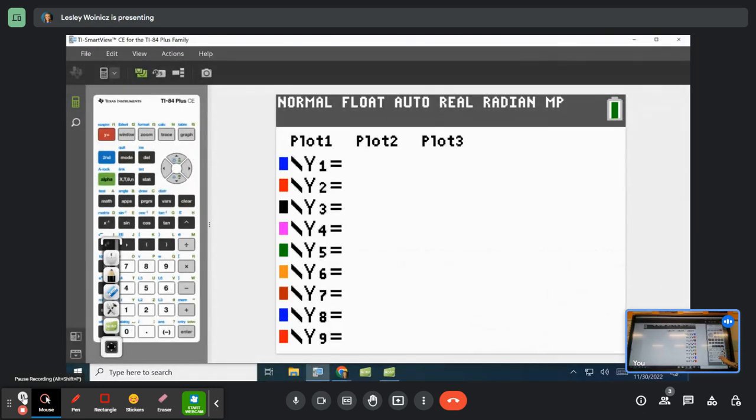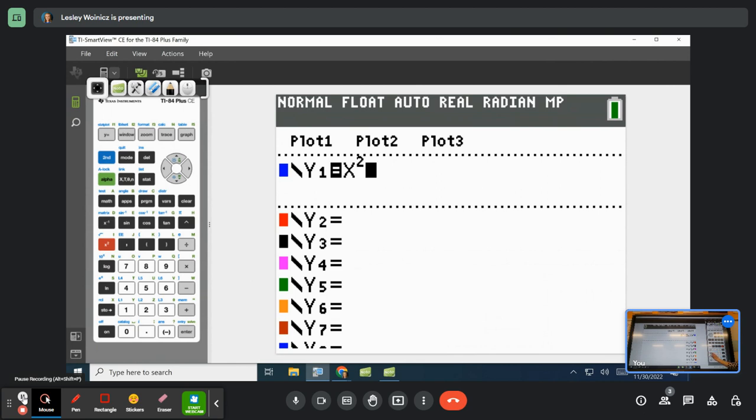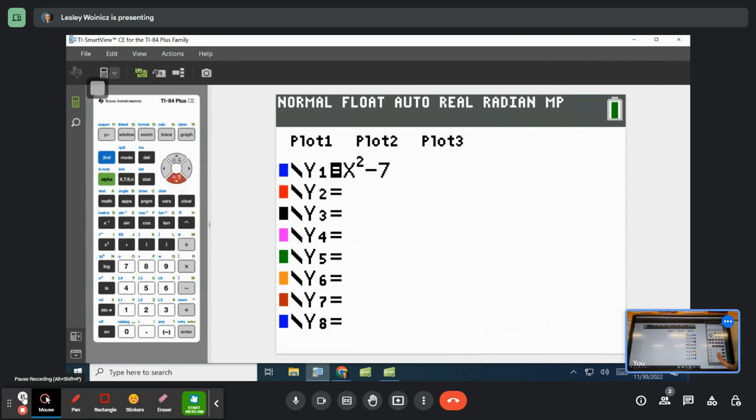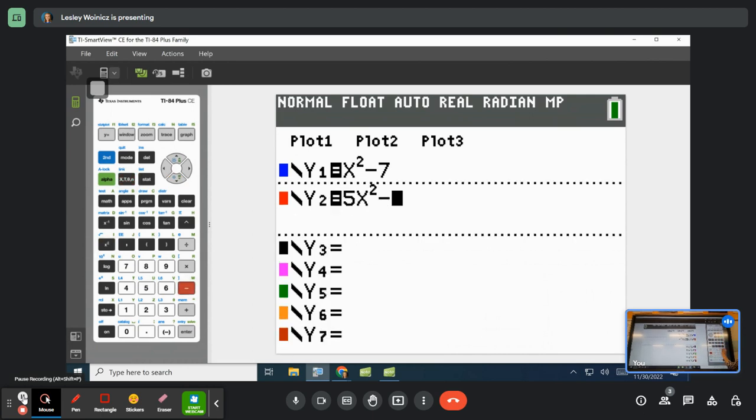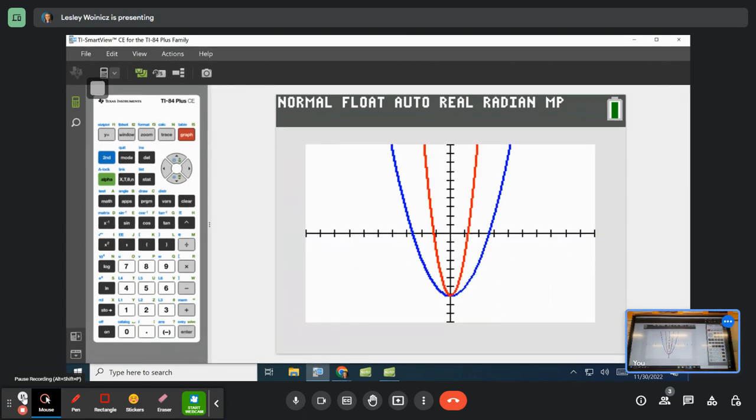I go to y equals. I put in x squared. Whoops, that was log. x squared minus 7. And then I want 5x squared minus 7. And then I can go to my graph. Something wrong with mine, right? Is it yelling at you about window dimensions?